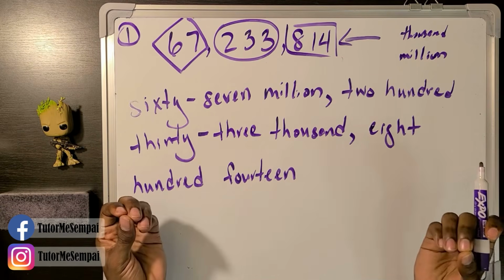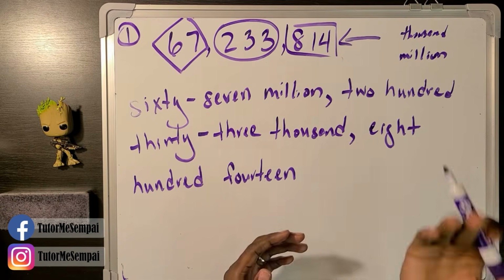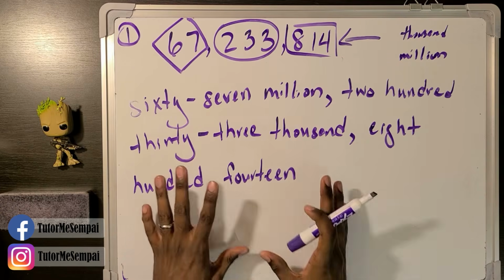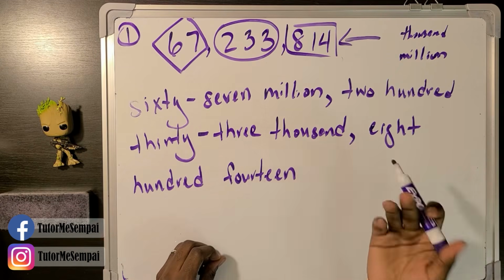So if you can read large numbers with just some additional steps, don't forget that hyphen, you should be able to write your large numbers in word form.